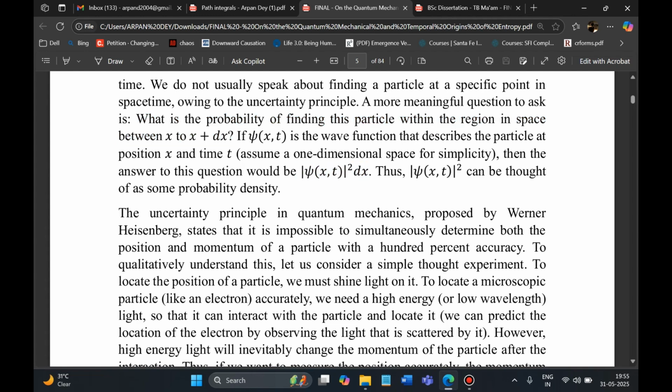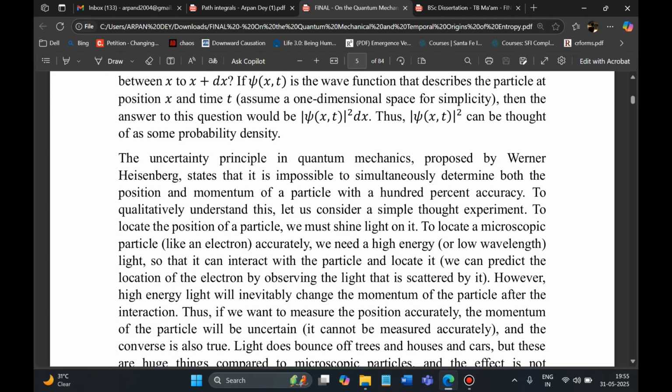So in that sense, |psi|^2 is not really the probability, it's rather the probability density. |psi|^2 dx is the probability of finding the particle between x to x plus dx. So if you divide this entire probability by dx, then you are left with |psi|^2. dx will just cancel in the numerator and denominator. That's why |psi|^2 is the probability density.